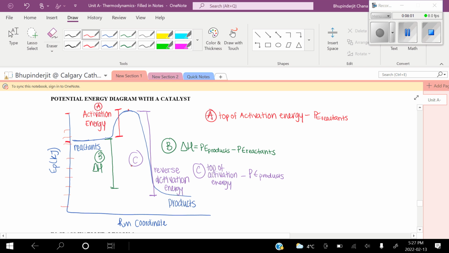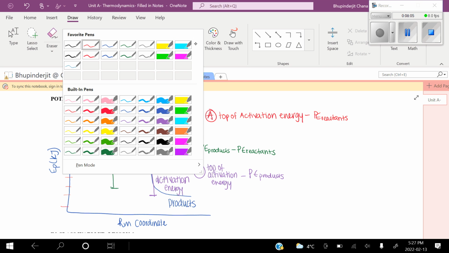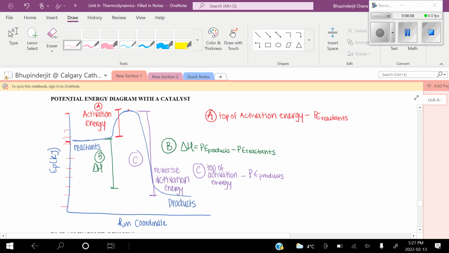Now the last thing we're going to talk about, and I'm going to do that in pink, is your catalyst. Catalysts are always drawn with dotted lines. So if you see a dotted line, that's the activation energy if a catalyst was used. And you would know it's a catalyst because it's always drawn with a dotted line.